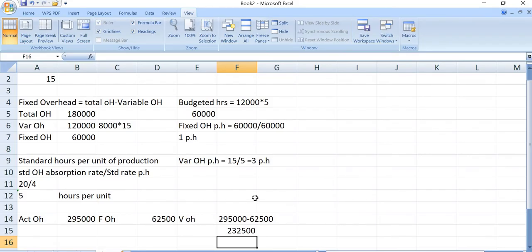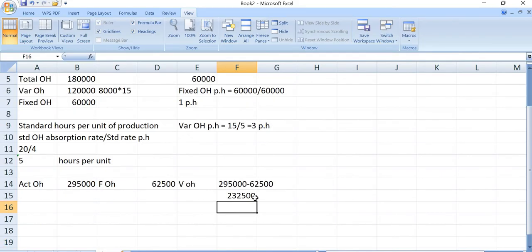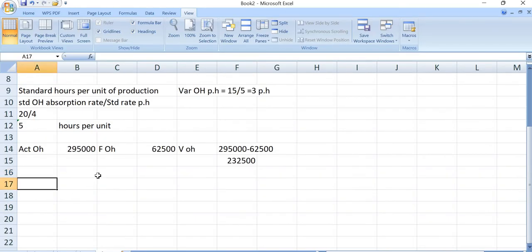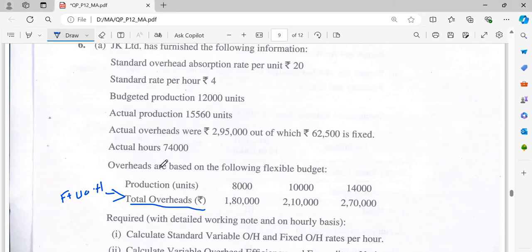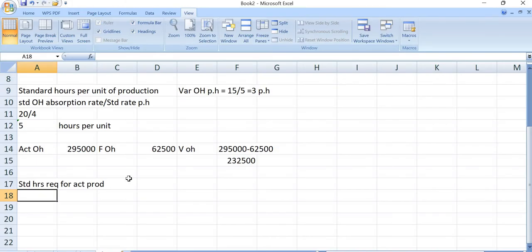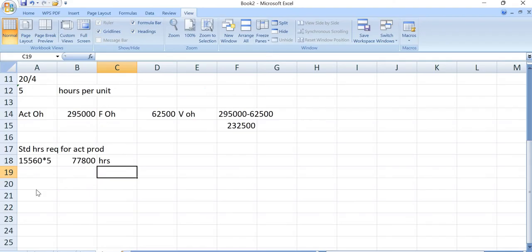So now we need to calculate one more important thing, standard hours required for actual production, because all my variances will be based on standard hours required for actual production, right? So my actual production is 15,560 units. So 15,560 into my standard hours for producing 1 unit is 5. So 15,560 into 5, that is 77,800 hours. So now I will be applying all the formulas.